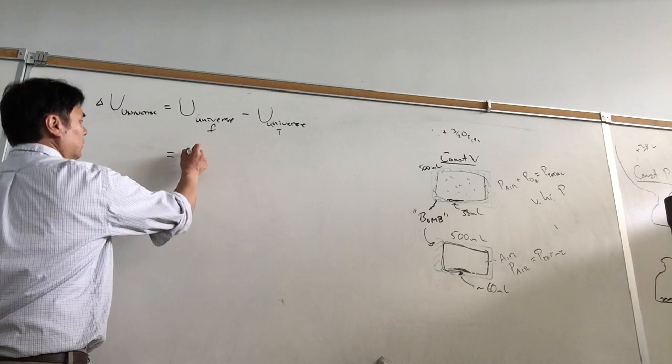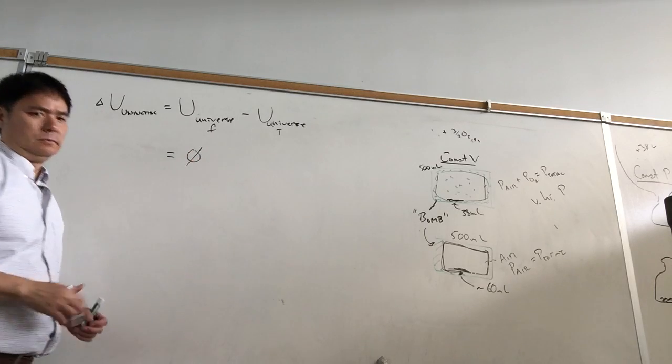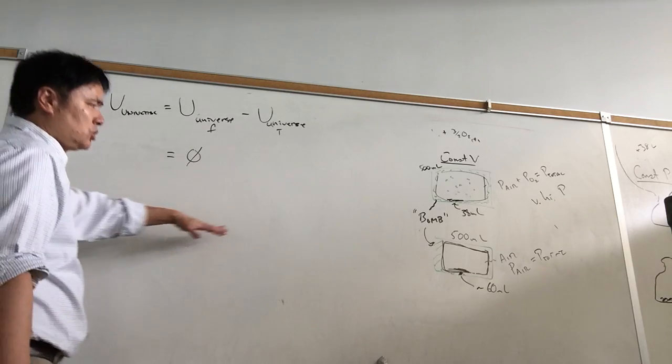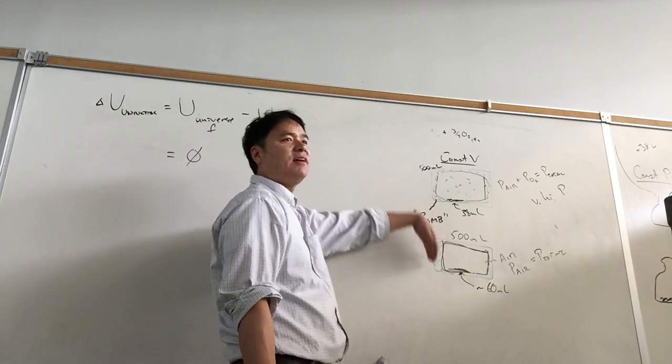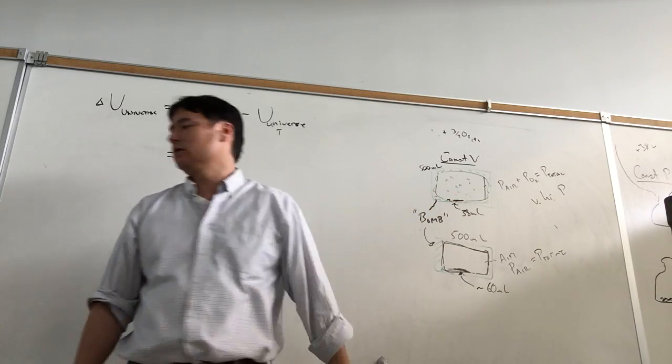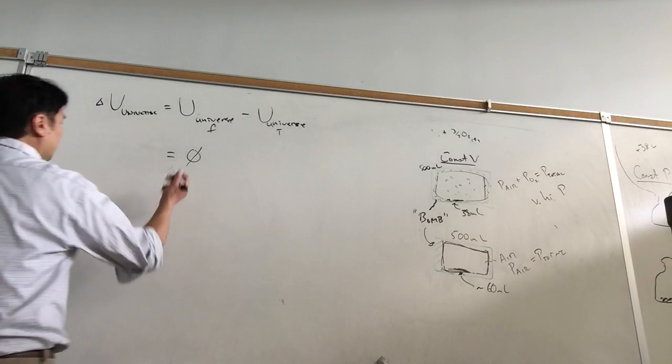It's zero. The total energy of the universe is fixed. There's no new energy being input. There's no energy being lost. And so any energy that went into this change, into this decomposition, came from somewhere, and that somewhere is the surroundings.